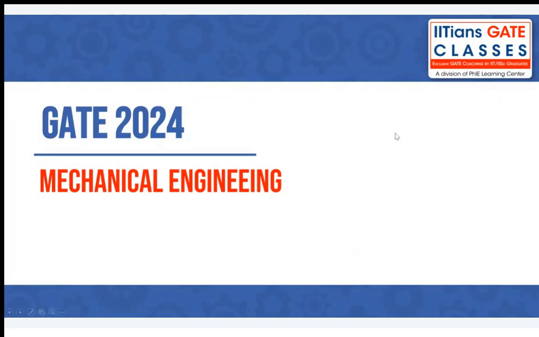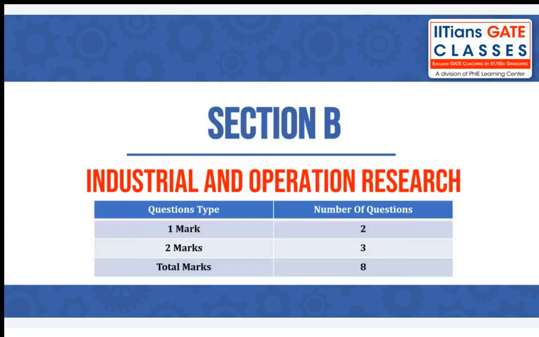Right, guys. Let's see the same GATE Mechanical 2024 paper. We have just seen the manufacturing and production questions. Now let us see the section B industrial and operation related questions. We have segregated the questions into 1 mark and 2 mark questions. 1 mark questions came 2, and 2 marks questions came 3. So total 5 questions and 8 marks: 3 into 2 is 6, and 2 into 1 is 2, so total is 8 marks. Now let us solve these 5 questions, starting with the first question.